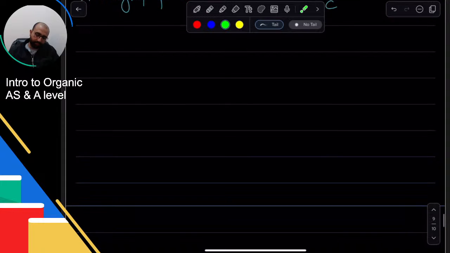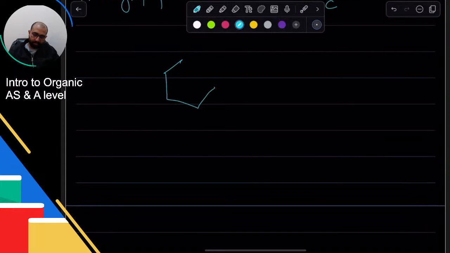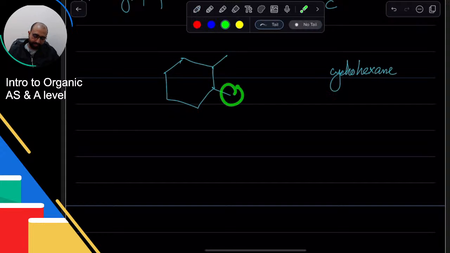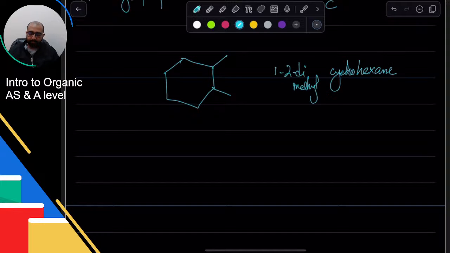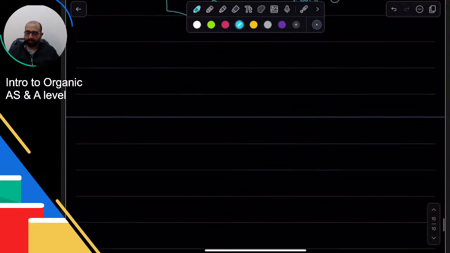Alright, let's try this one. So this one is a cyclic compound. So this is hexane, so cyclohexane, of course. And then it also has methyl here as well as here. So it is 1,2-dimethyl cyclohexane, because that's how it came out for me. Alright, so we have done more difficult ones here.